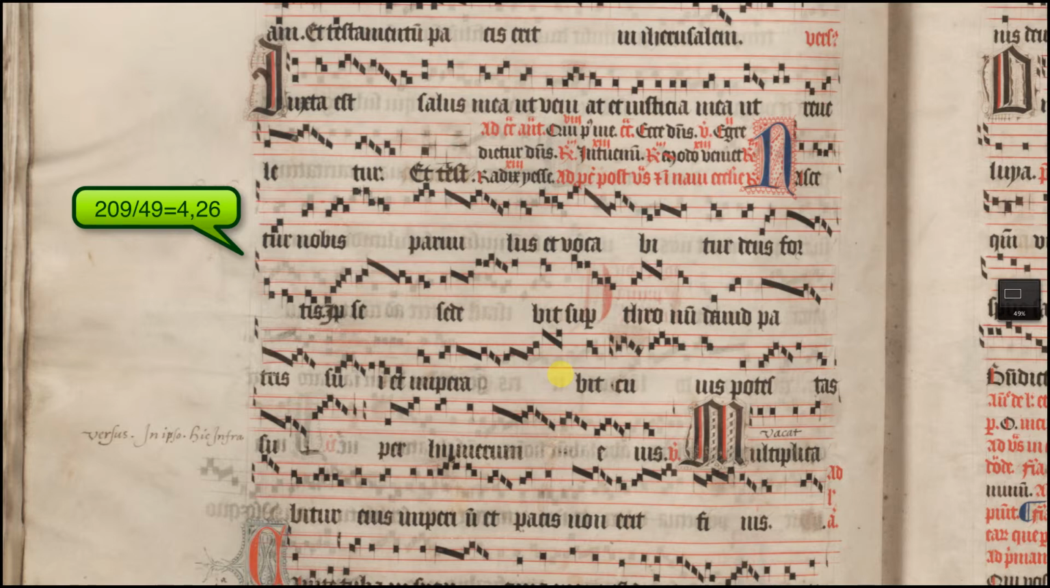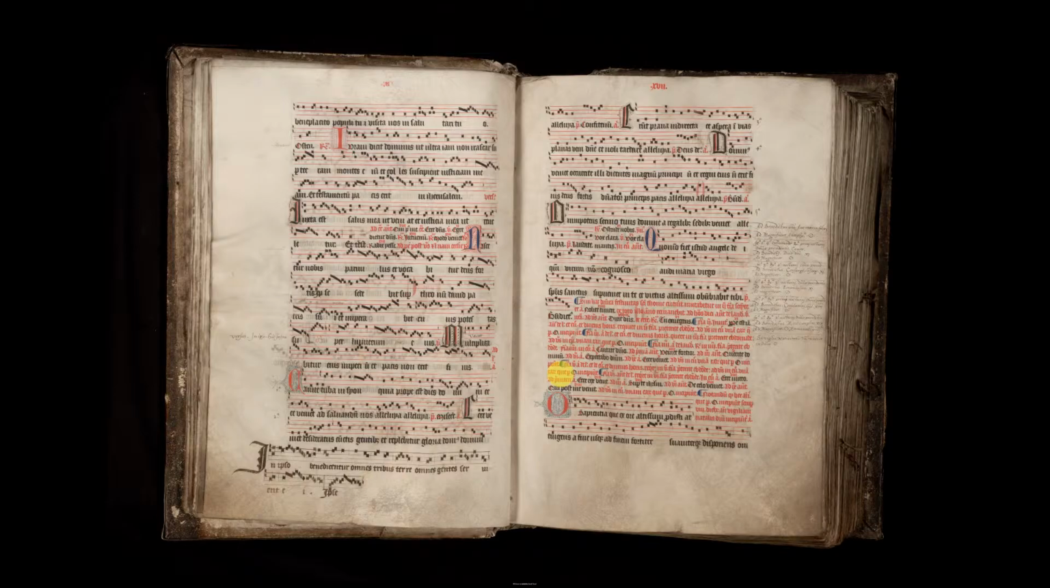I will return to that rather nice little device. But for now, that's enough for this page. We have been looking at the folio 16 verso, and in the next movie we will continue with folio 17.